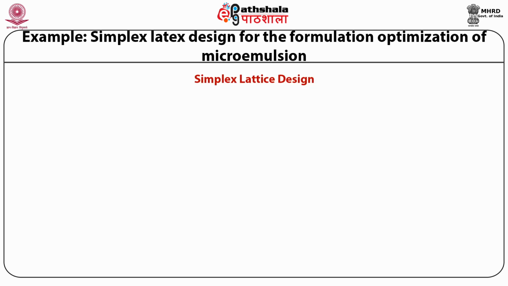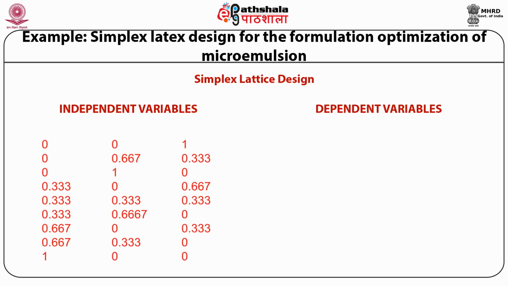To further clarify the concept of application of quality by design, we have taken an example of Simplex Lattice Design for the formulation optimization of microemulsion. Now you can see there are independent and dependent variables. Independent variables are put in the form of a design which is available in the literature. 0 constitutes the lowest level, 0.667 or 0.333 are the intermediate levels, and 1 is that of the highest level.